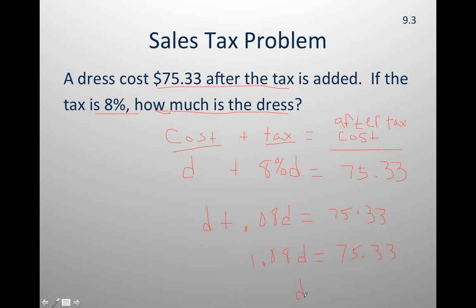So when I divide that, I'm going to use my calculator so I don't have to write out all that. Well, I said I was going to bring my other calculator, but I didn't do it. Okay, so let me make sure this is cleared out. 75.33 divided by 1.08. So at that point, I now know the dress costs $69.75. Okay, so that's what the dress costs, $69.75.